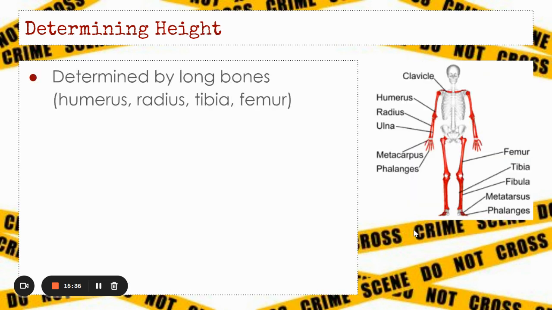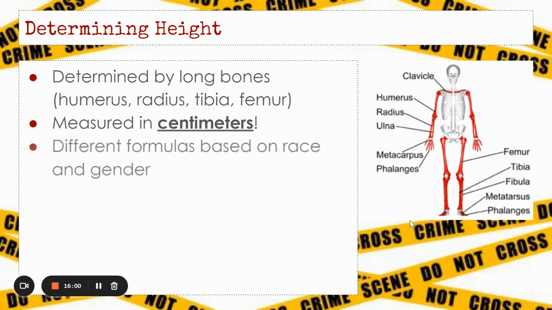All right, determining height. Height can be determined by long bones. Like I said before, long bones are things like the humerus, radius, tibia, and femur. Make sure you can identify where those bones are located in the future. We will always be measuring bones in centimeters. When we determine height, we'll be using formulas. If you are measuring in something other than centimeters, your answer will be incorrect.